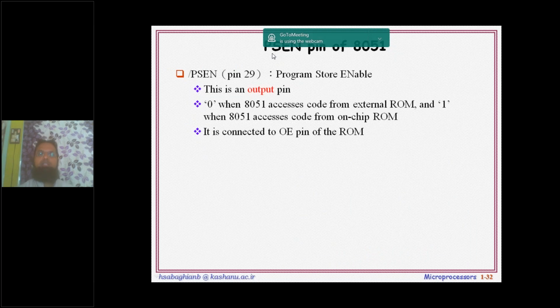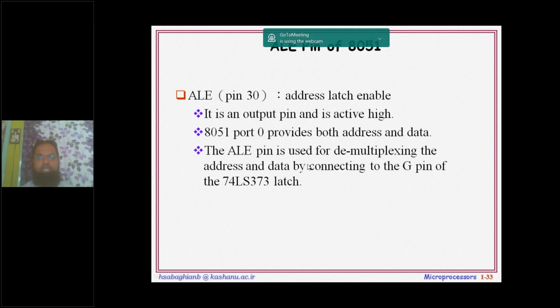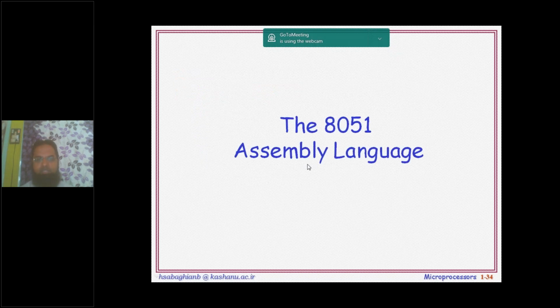And one more thing is program store enable. This program store enable is an output signal from the 8051 which indicates that the 8051 is accessing the program from the external memory. If the 8051 is accessing the program from external memory, then the PSEN pin will become logic 0. If it is 1, it means that the 8051 is accessing on-chip program memory. Now this is ALE, it is the same as ALE of 8086.